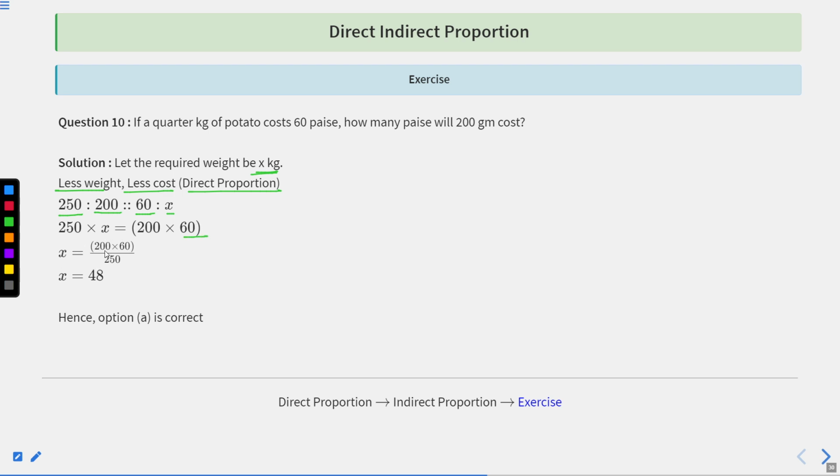So x will be equal to 200 into 60 upon 250, that is x equal to 48. So it will be 48 paise. So the option correct here is option A.